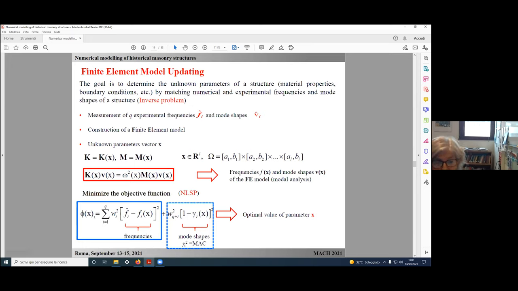So we consider this function phi, which expresses the distance between the experimental frequencies and the numerical frequencies, and where w_i are suitable scalars, the weights. And we minimize this objective function in omega, and we find the optimal value of the parameter x. If you want to match also the eigenvectors, the modal shapes, you have to add to the function phi this term here in the box, which measures the discrepancy between experimental and numerical modal shapes by means of this quantity gamma_i, which is the cosine of the angle between the experimental eigenvectors and the numerical eigenvectors.